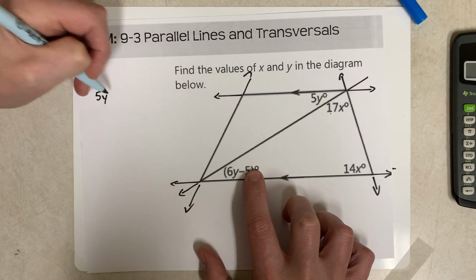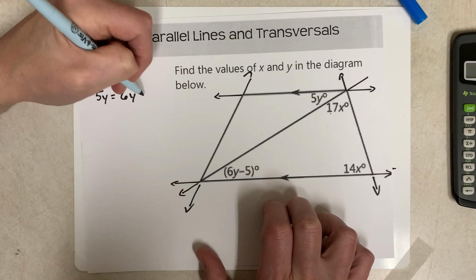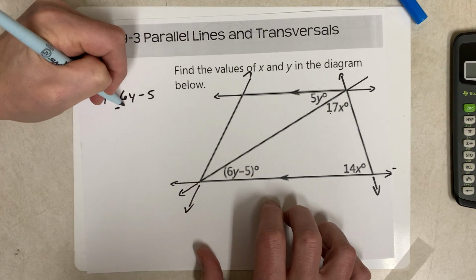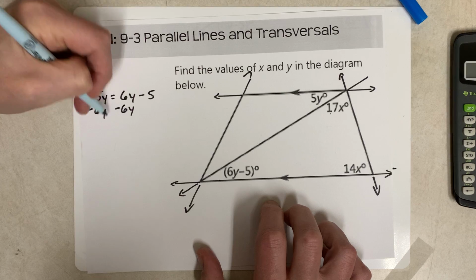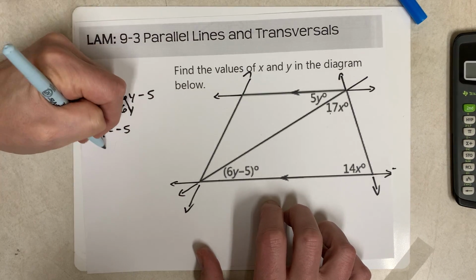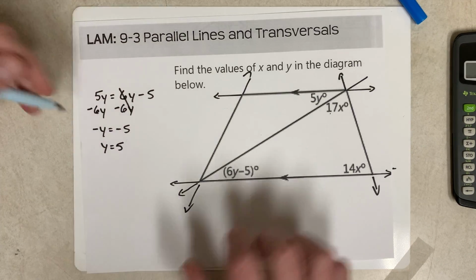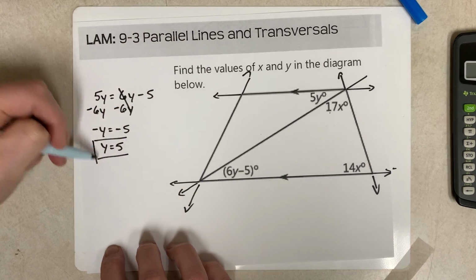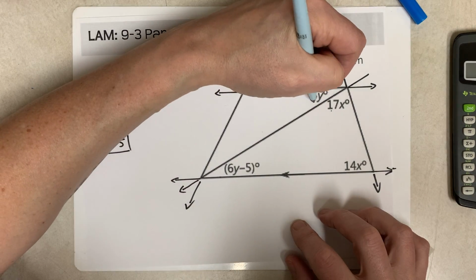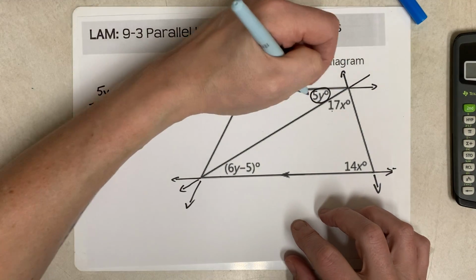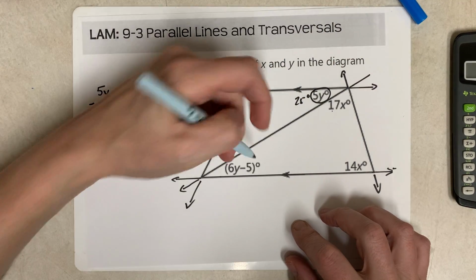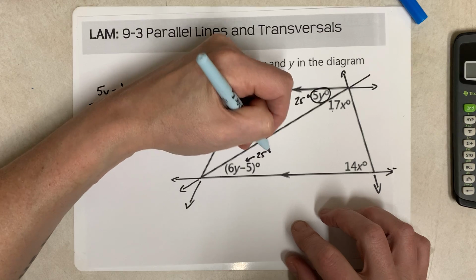So 5y should be equal to 6y minus 5. So if I subtract 6y from both sides, I get negative y is equal to negative 5, and therefore y is equal to positive 5. So I got my y value. Okay, so if y is 5, that means all of this is going to be 5 times 5 is 25 degrees. This is going to be 25 degrees also, not a problem.